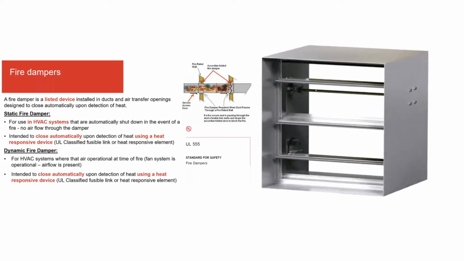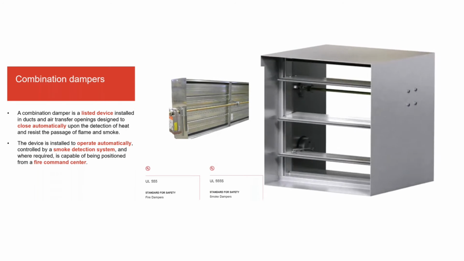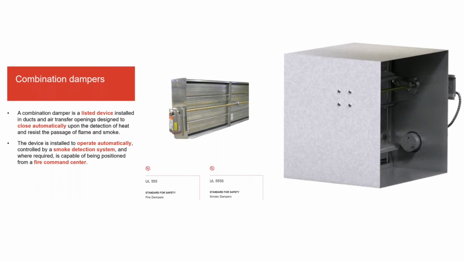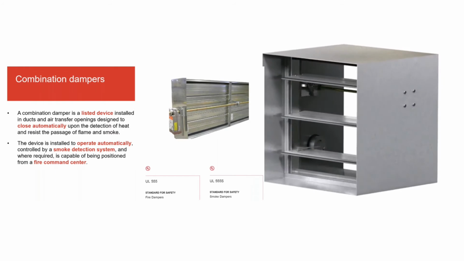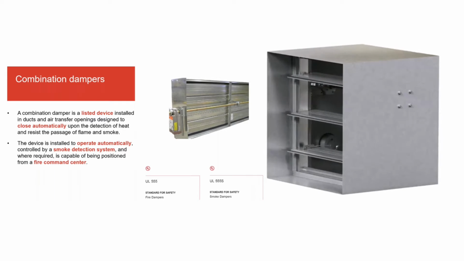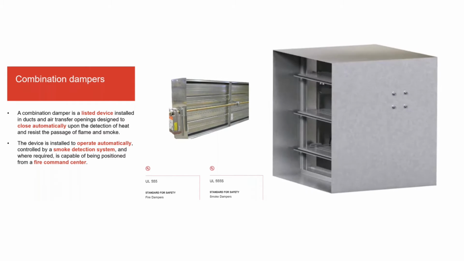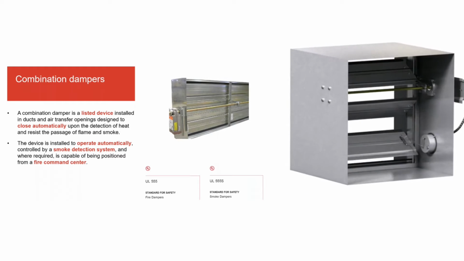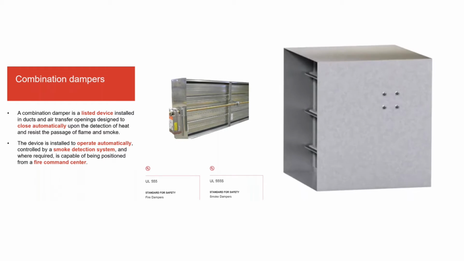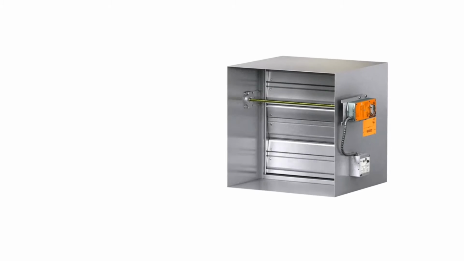The next one is combination damper, that is a combination of fire and smoke damper. A combination damper is a listed device installed in ducts and air transfer openings, designed to close automatically upon the detection of heat and resist the passage of flame and smoke. The device is installed to operate automatically and can be controlled by a smoke detection system, and where required it can be operated from the fire command center.